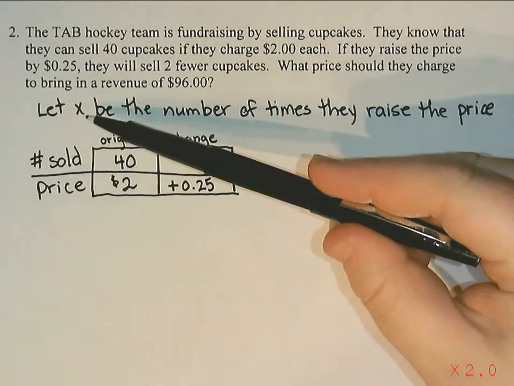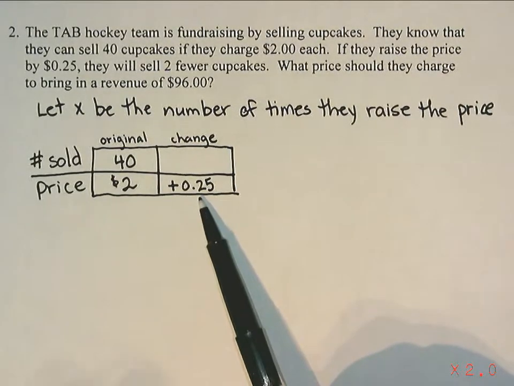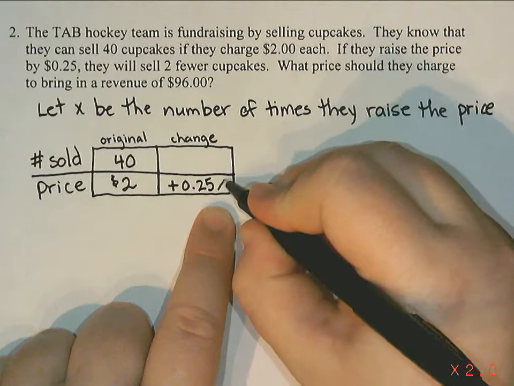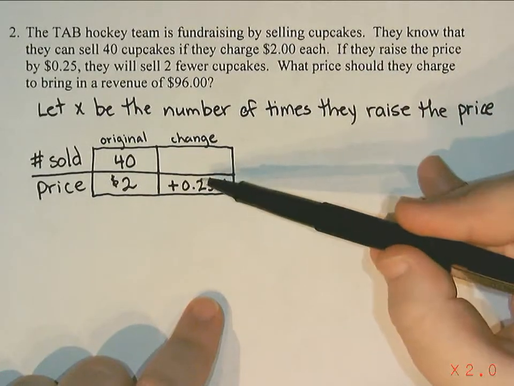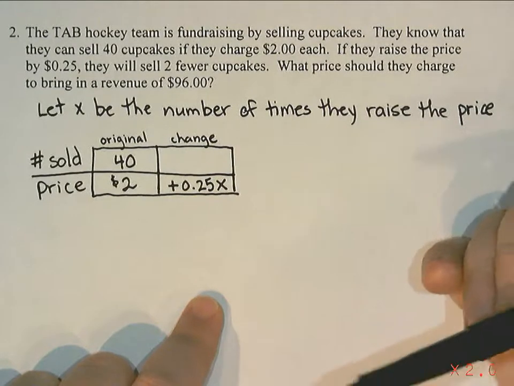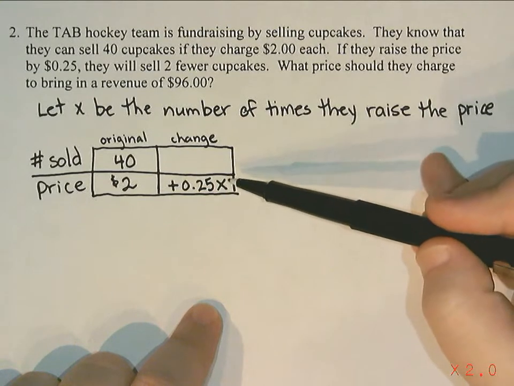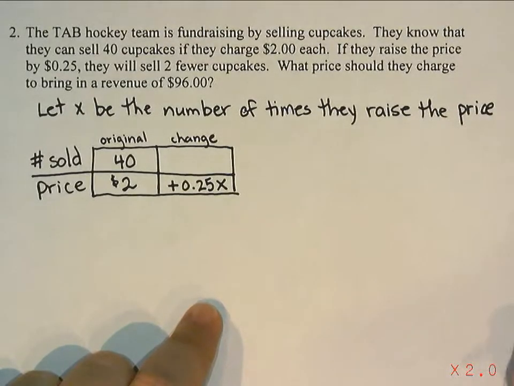So what I do know is that I let X be the number of times they raise the price. So if they're raising the price by 25 cents every time, we're going to do 25 cents times X, so that if we're raising the price once, we do 25 cents times 1, which is 25 cents. If they raise the price twice, we do 25 cents times 2, which is 50 cents. If they raise it 3 times, we do 25 cents times 3, which is 75 cents.